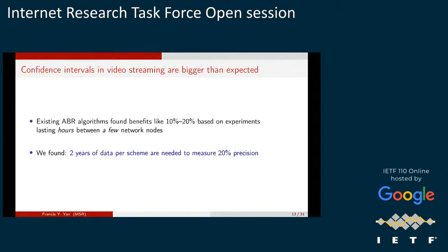It's worth noting that the existing ABR algorithms did real experiments as well. But those experiments often ran between a few network nodes and lasted for only hours or days. What we have found is measuring ABR performance on the wild internet is much harder than we realized before. You may need 2 years of data per scheme to reliably measure a difference like 20%. I'll demonstrate the surprising finding using the experimental results comparing 5 ABR algorithms.